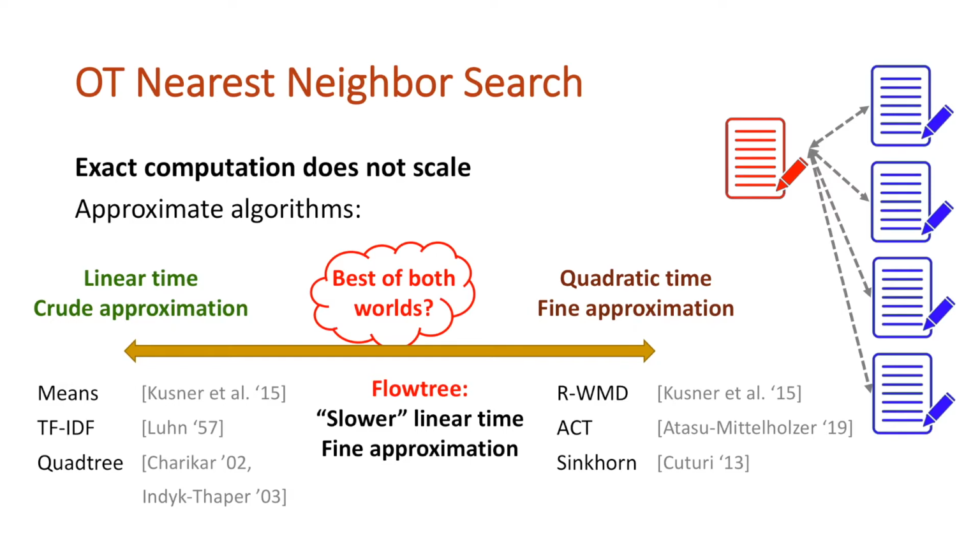And this is basically what we do here. Flowtree is a linear time algorithm. It is not as fast in practice as the other linear time methods for reasons that I will mention, but it is much faster than the quadratic time methods while getting the same quality of approximation.